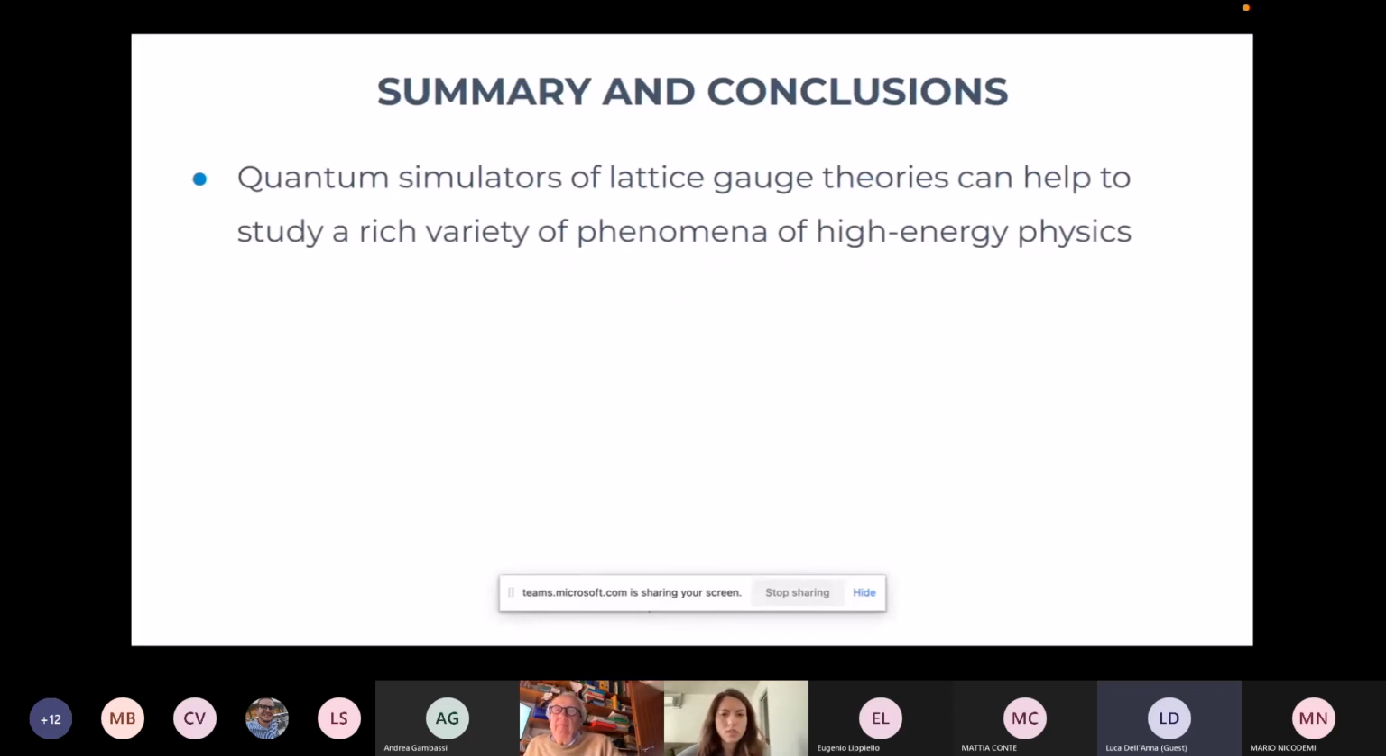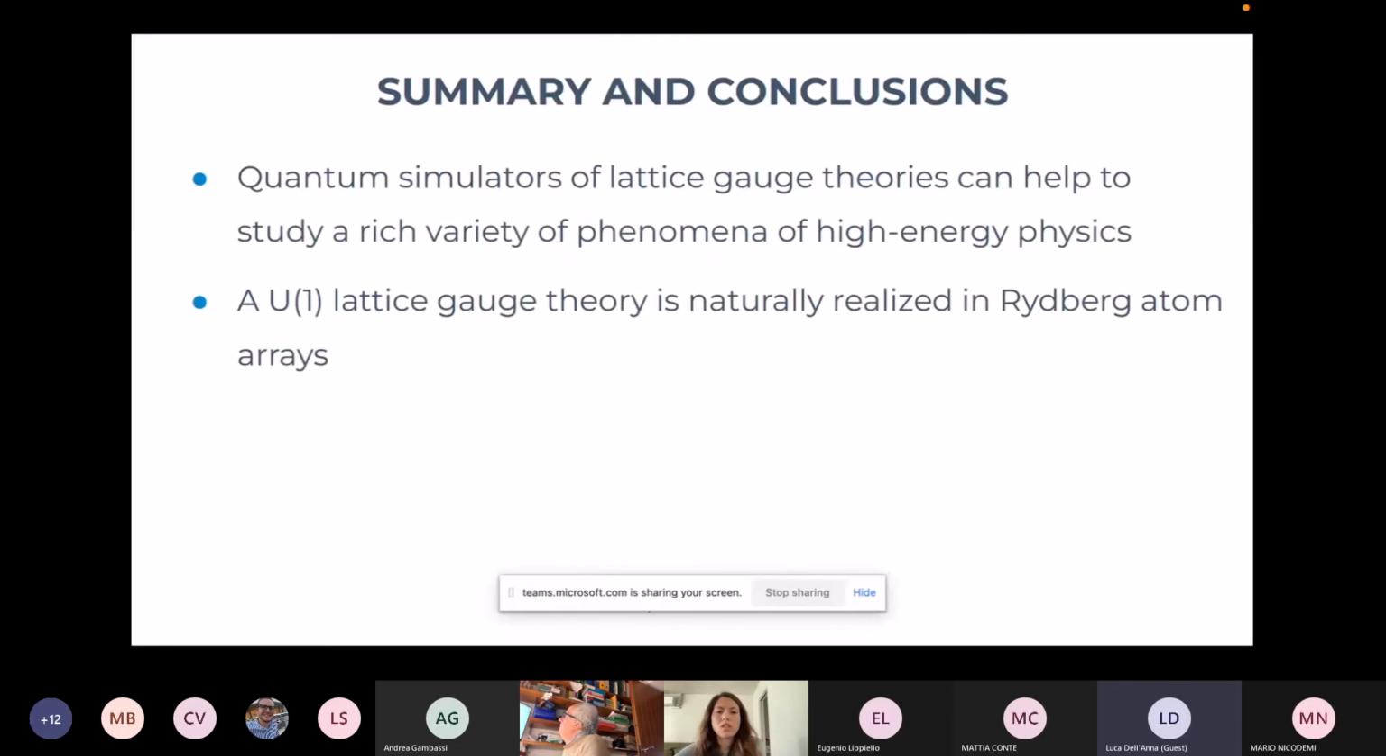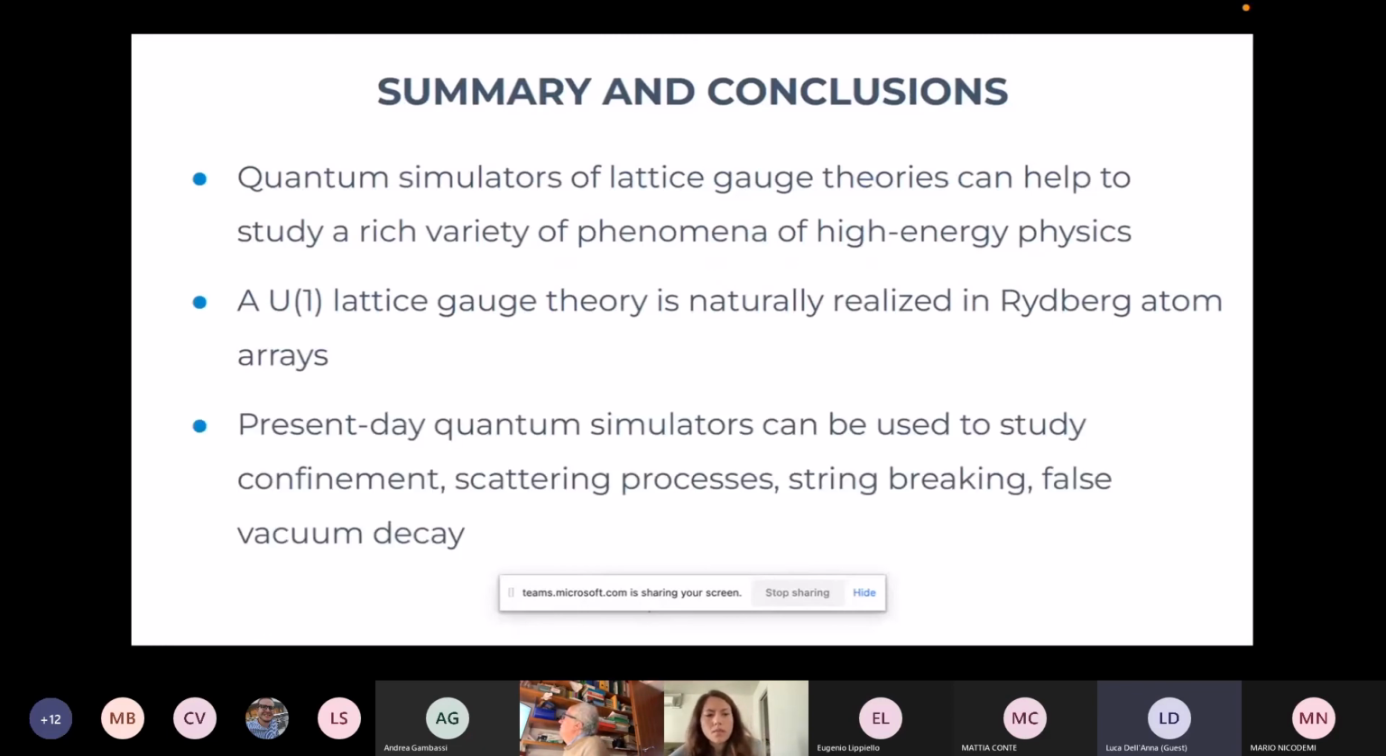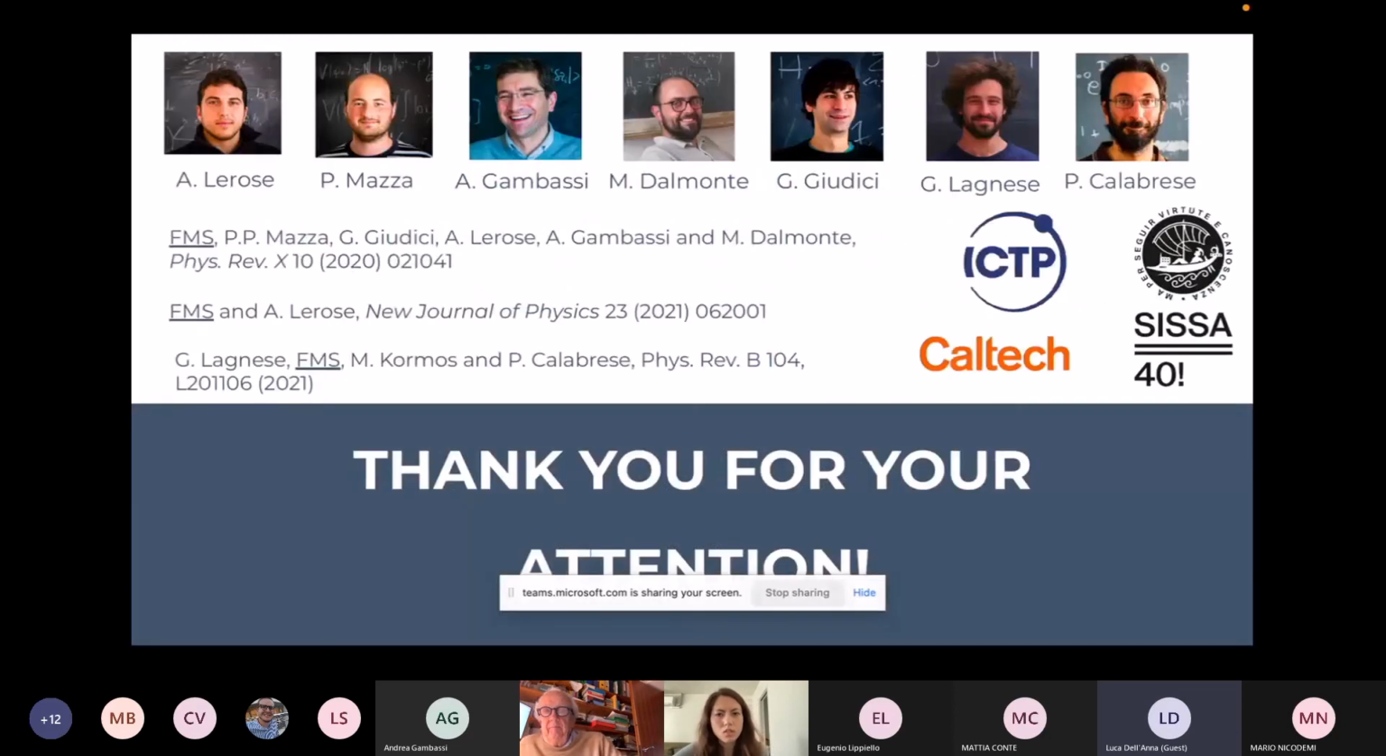So to summarize, quantum simulators of lattice gauge theories can help to study a rich variety of phenomena of high-energy physics. A U1 lattice gauge theory is naturally realized in Rydberg atom arrays, and present-day quantum simulators can be used to study confinement, scattering processes, string breaking, and false vacuum decay. So let me thank some of the people who were involved in all these projects, and I thank you all for your attention.